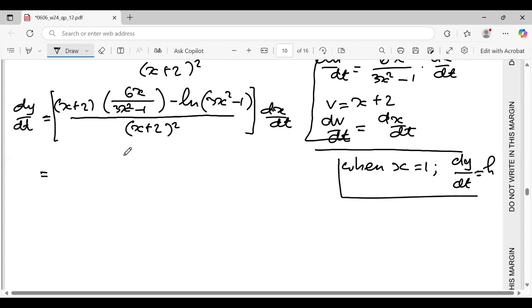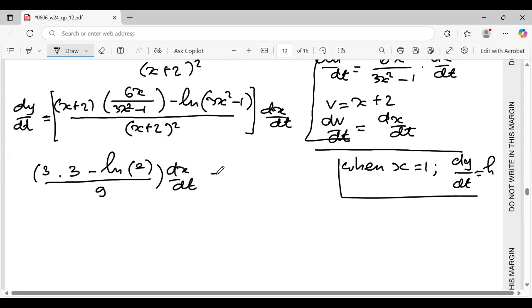So it becomes dy/dt, I will write here. So it becomes (1 plus 2) is 3, times this is 6, over this is 3 also, minus ln 2, over 9. dx/dt equals h based on this information.